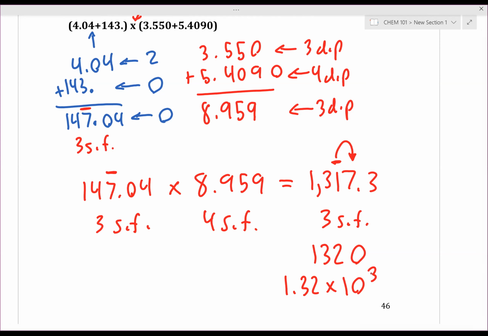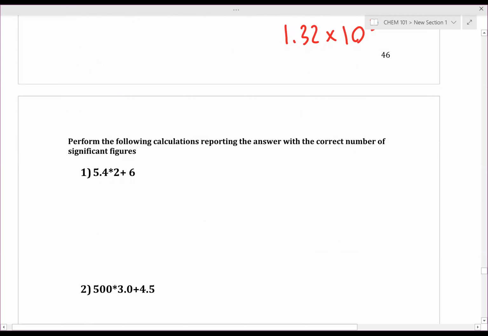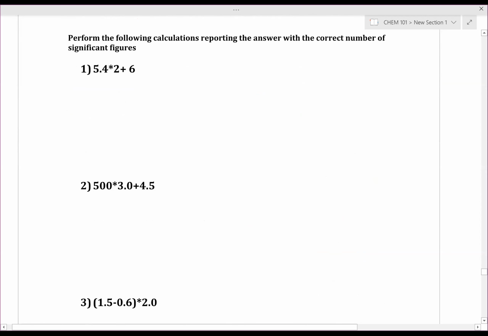Okay, so let's have you do some practice now. I'd like you to attempt the following 3 calculations and make sure to follow sig fig rules and rounding rules for each step. Do not round until the end. Some of these examples are designed to catch cases where students round before they're at the end of the problem. Okay, and I'll be walking around to check to see how everyone's doing on this.